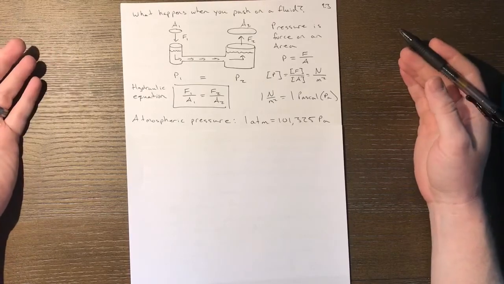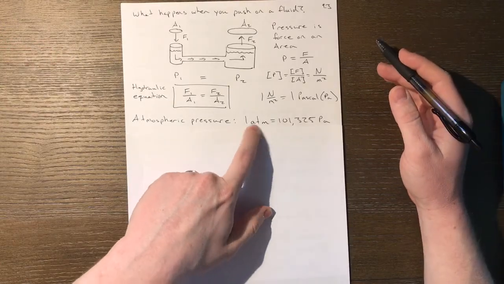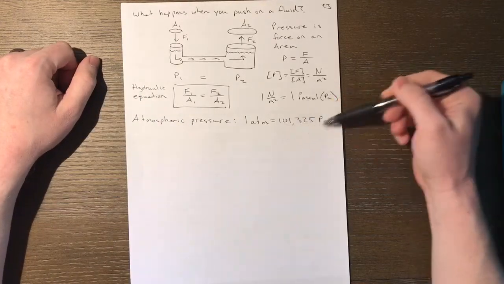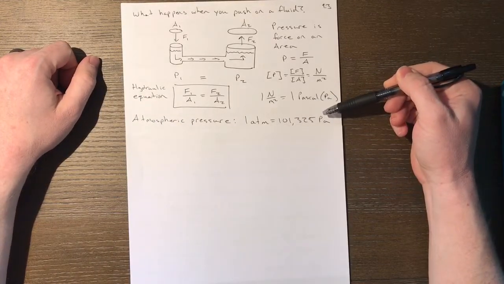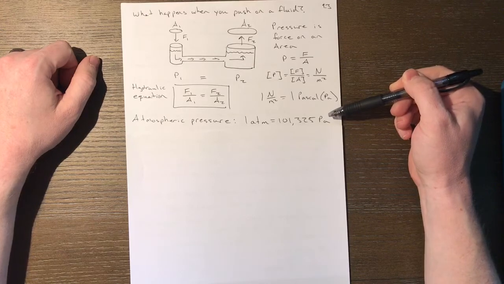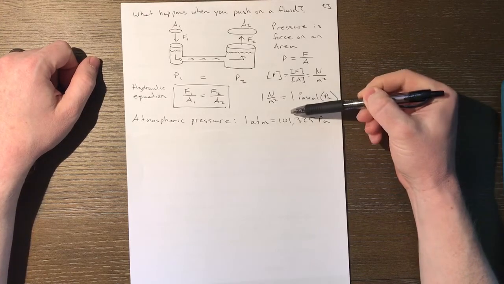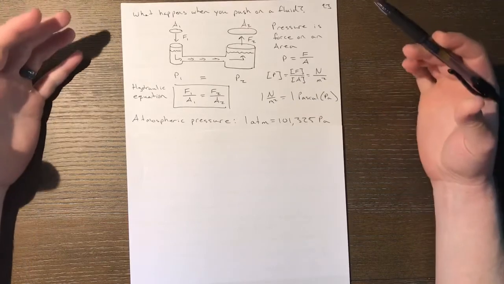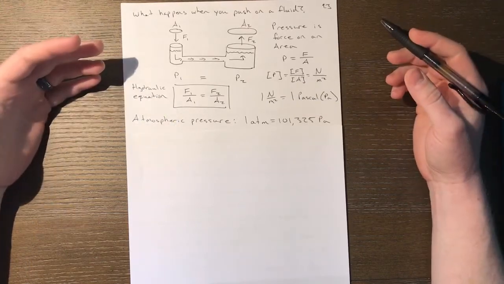It's always been this way. But it turns out the entire atmosphere above you has about 101,325 pascals pushing on you. That is 101,325 newtons per square meter pushing on you all the time.